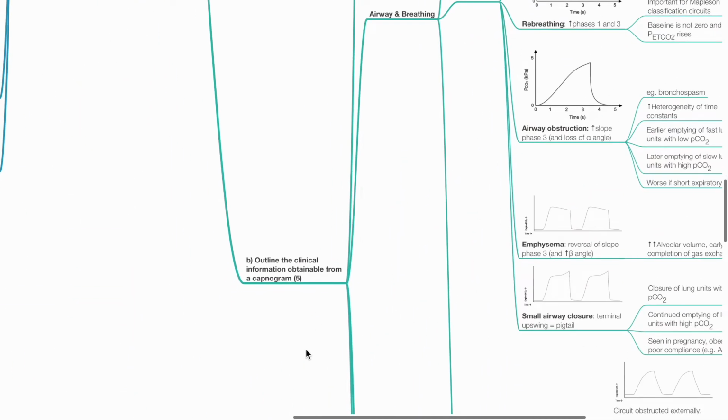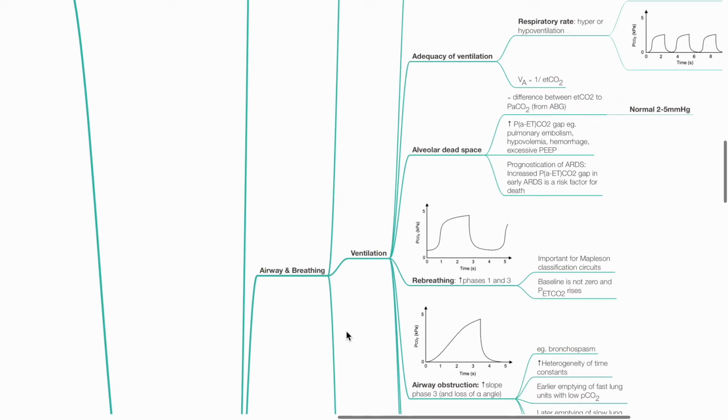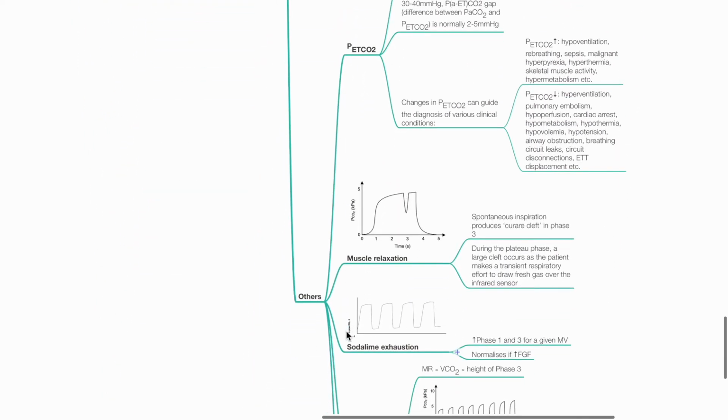B. Outline the clinical information obtainable from a capnogram, 5 marks. A capnogram is a graphical plot of CO2 partial pressure versus time. Information regarding airway and breathing, circulation, and others can be obtained.